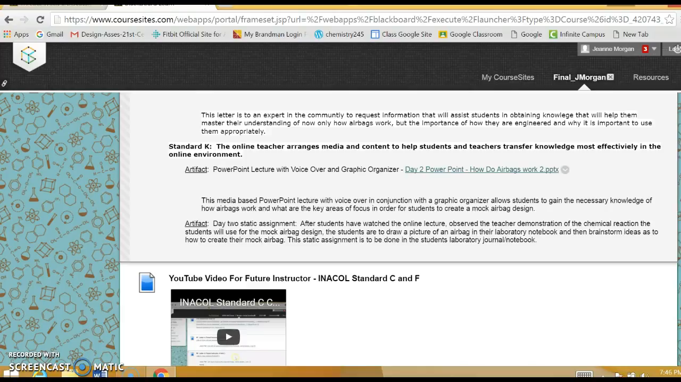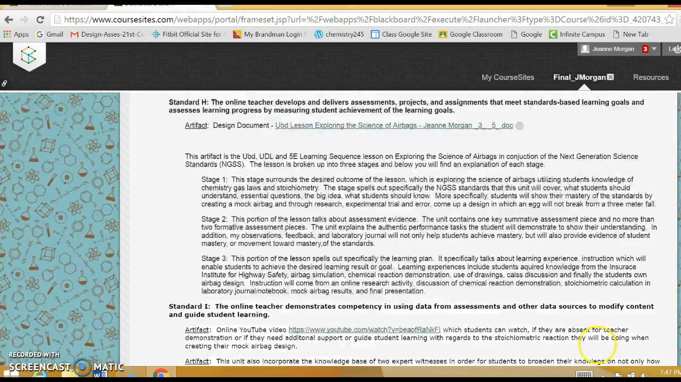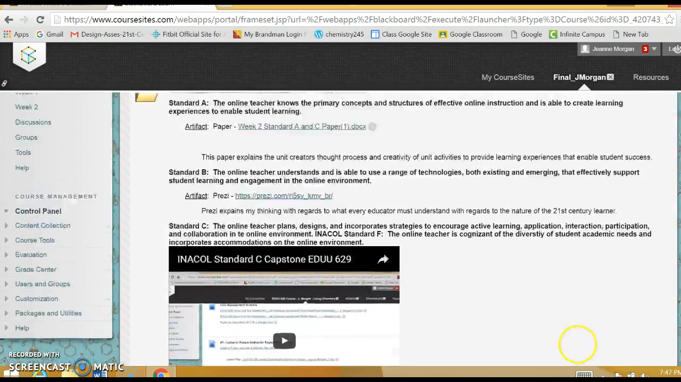The static assignment is to be done in a laboratory journal notebook, and I will be looking at it to make sure that the students are moving forward in the assignment and are basically on the right track. This allows me to look at what they are doing. So this is it in a nutshell. These are the INACOL standards that this unit is meeting.